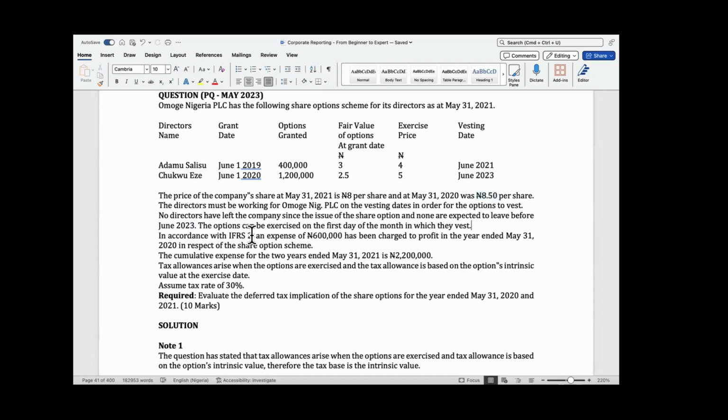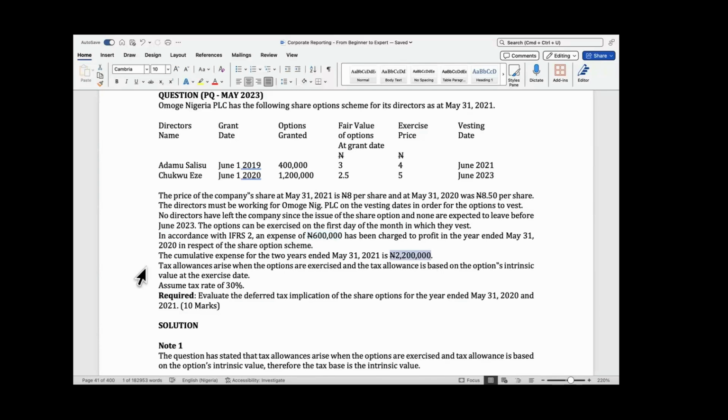In accordance with IFRS 2, an expense of 600,000 has been charged to P&L in the year ended May 31st, 2020, in respect of the share option scheme. And the cumulative expense for the 2 years is 2.2 million. They don't even want you to be calculating expense. They are already giving you what goes to P&L.